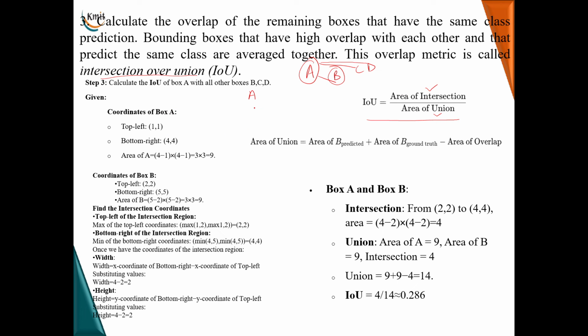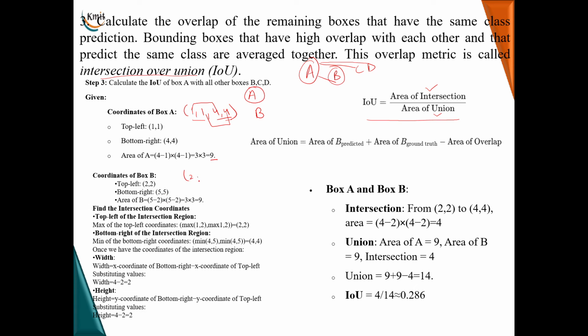Now, first we will find the overlap between A and B. First find the area of A. How do we find the area? The top left values of A are 1, 1 and the bottom right values are 4, 4. We find the area as 4 minus 1 into 4 minus 1, which is equal to 9.